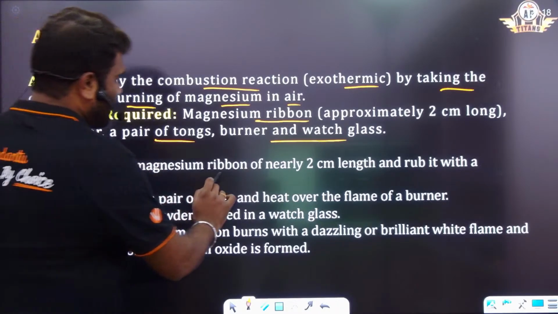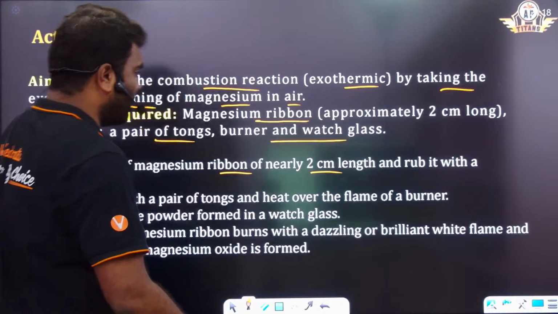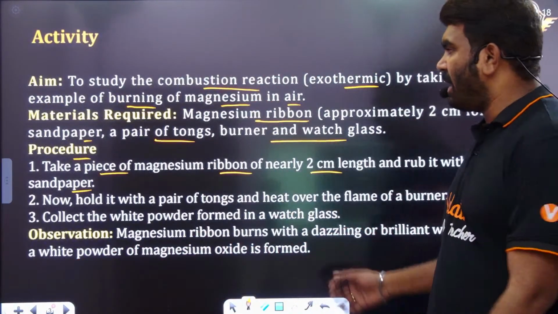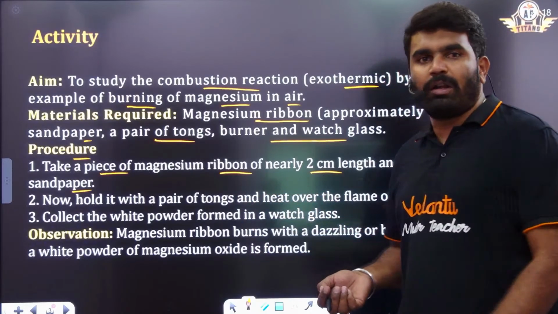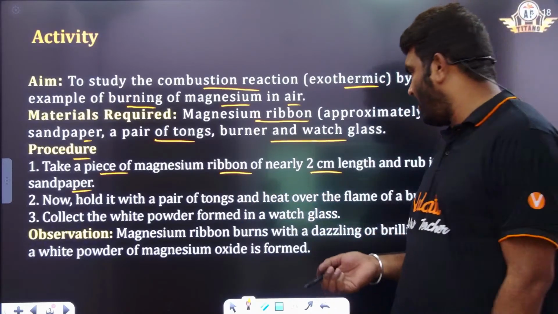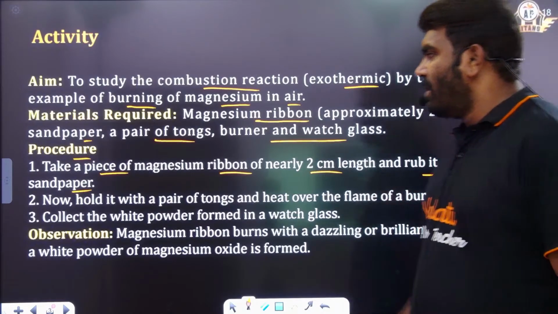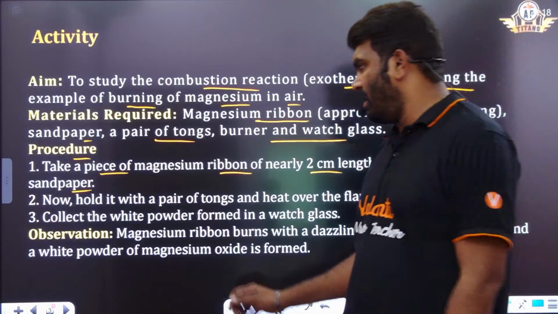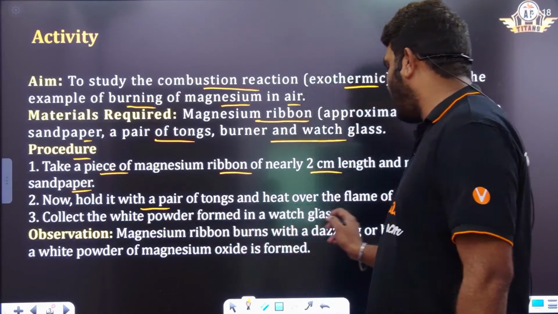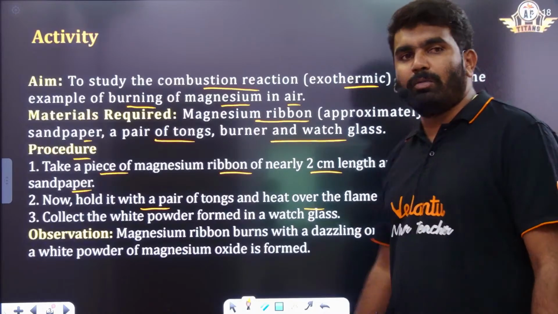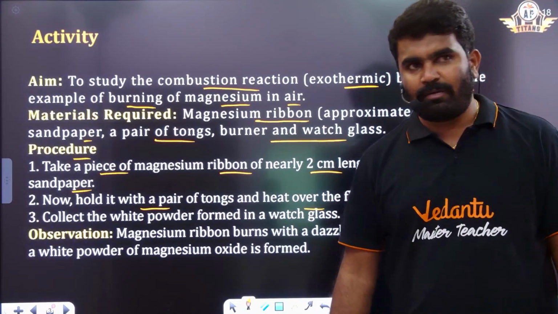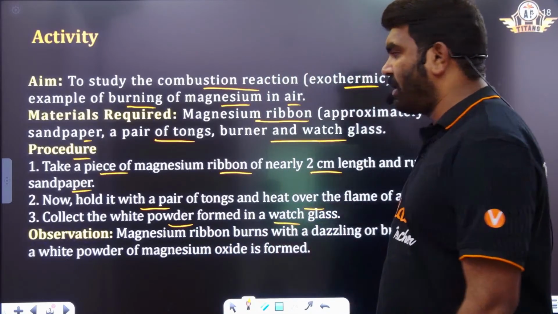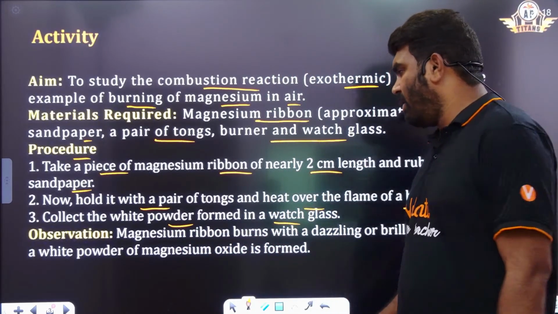Take a piece of magnesium ribbon of nearly 2 centimeter length and rub it with a sandpaper. Okay. So take a magnesium ribbon 2 centimeters long, and rub with a sandpaper. And now hold it with a pair of tongs and heat over the flame. So we have to heat with a flame, and collect the white powder formed in a watch glass.